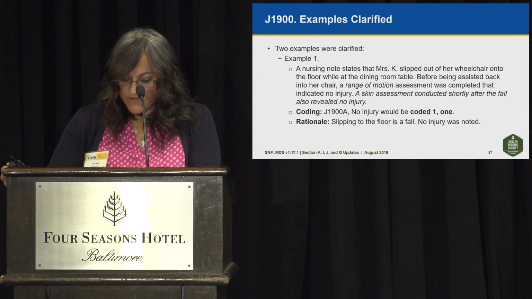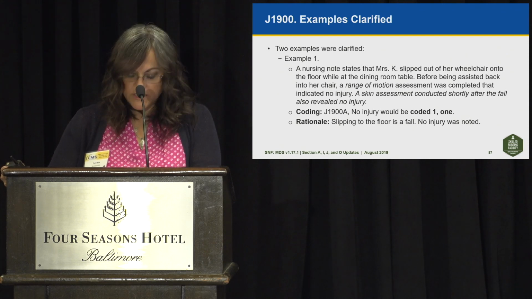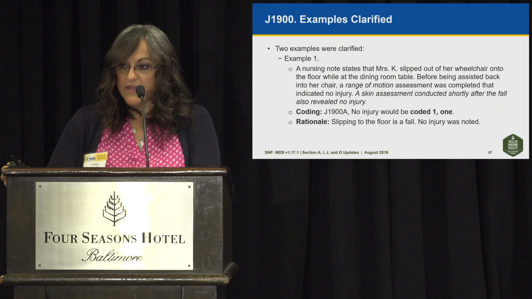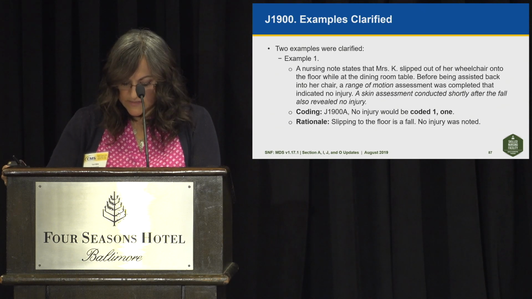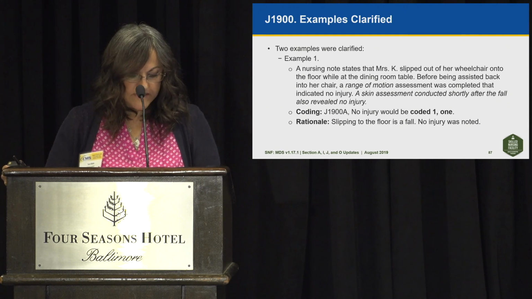So it was added that a range of motion assessment was completed prior to her being assisted back into the wheelchair, which indicated no injury, and that shortly after the fall, the staff completed a skin assessment to assure there were no injuries to her skin. The coding and the rationale for that example did not change.